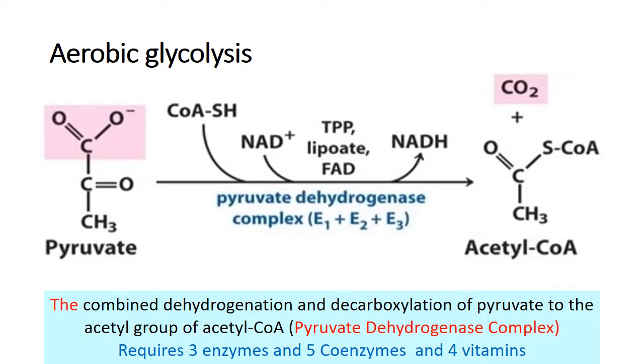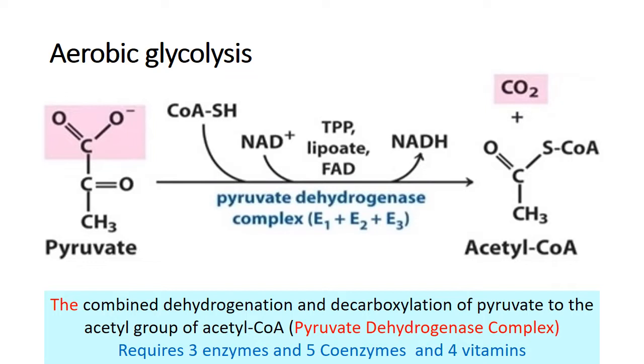The conversion of pyruvate into acetyl-CoA requires the pyruvate dehydrogenase complex enzyme. The combined dehydrogenation and decarboxylation of pyruvate to the acetyl group of acetyl-CoA requires 3 enzymes and 5 coenzymes along with 4 vitamins.